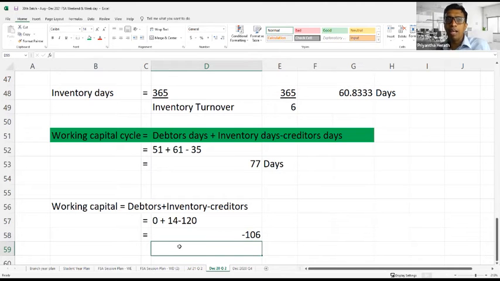Your negative working capital. We calculated in days, but even in rupees, it is the same thing. Let's assume this is in rupees, the same thing. This is negative working capital. In other words, the current liabilities are more than current assets. So you need to settle 120, but the assets you have are only 14. Therefore, this is not a healthy ratio if it is another industry, but for supermarkets, this is a healthy ratio.